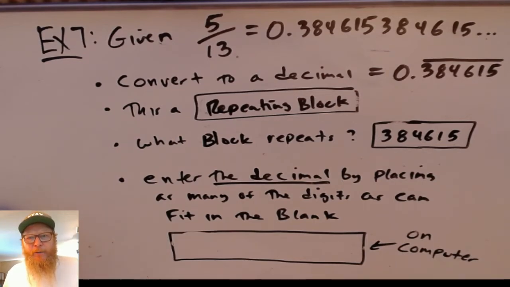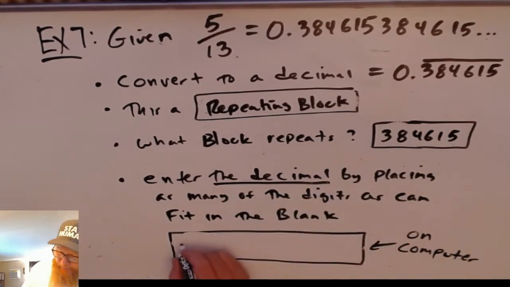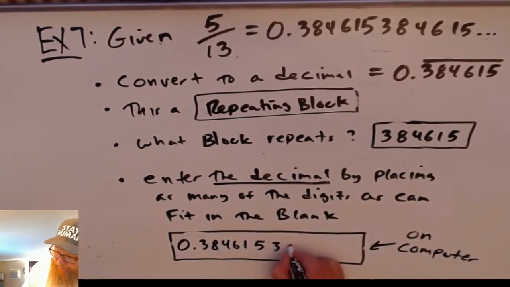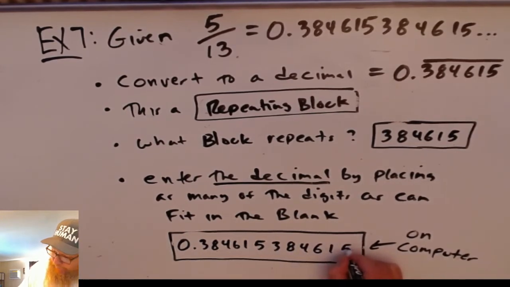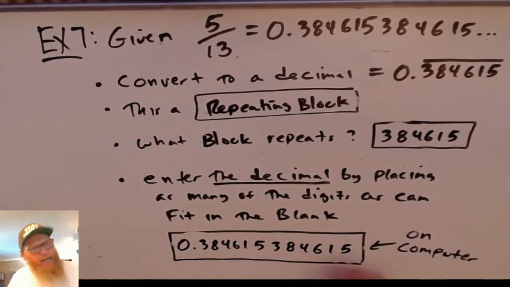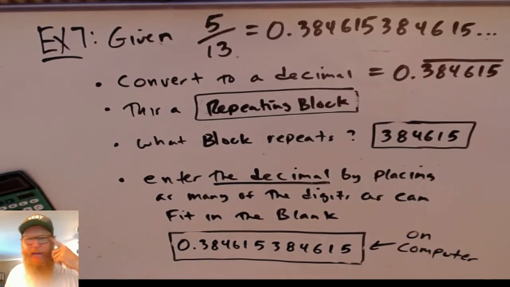And then on the computer, enter the whole decimal, as many as you can fit. 3, 8, 4, 6, 1, 5. And when you run out of space, stop. Don't worry about how many digits actually fit. Okay.